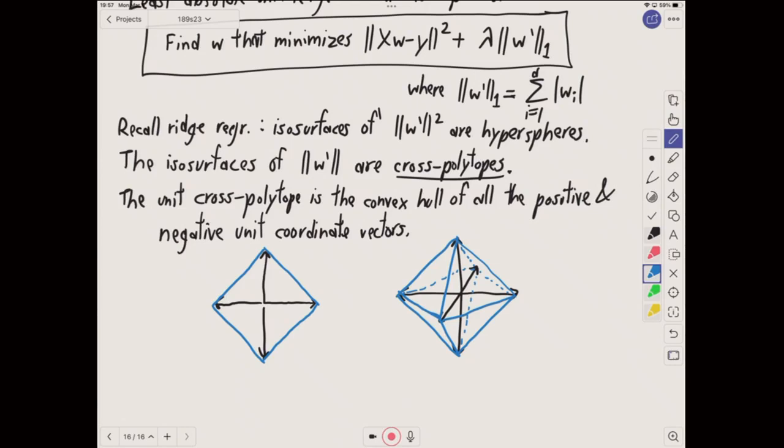In general, if you have d features, you're going to get a polytope with 2 to the power of d sides, 2 to the d facets. These are the unit cross polytopes. You can get bigger cross polytopes or smaller ones just by scaling these, and that gives you the rest of the isocontours of the L1 norm.